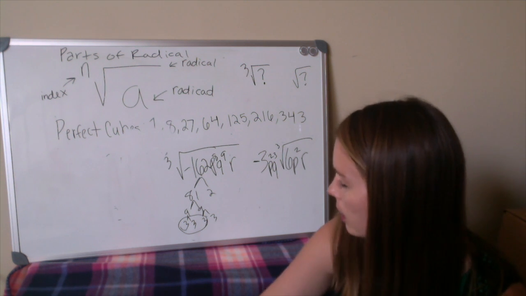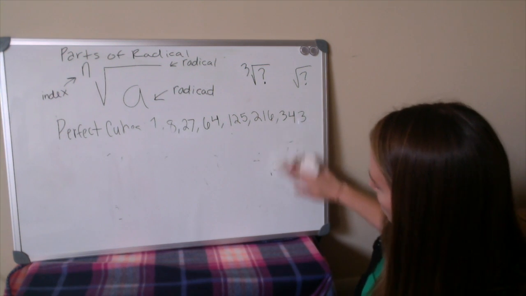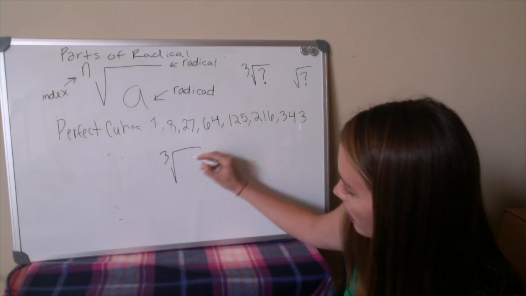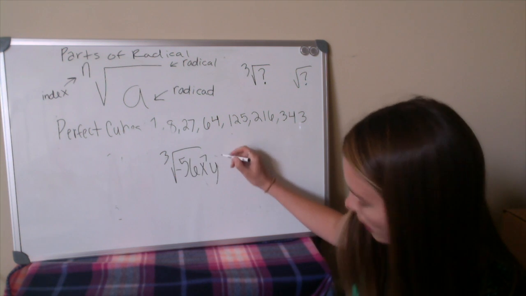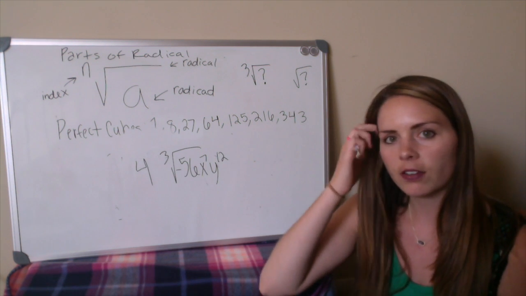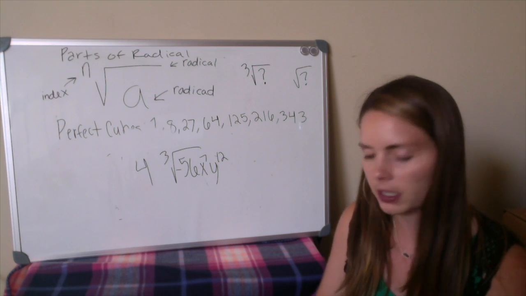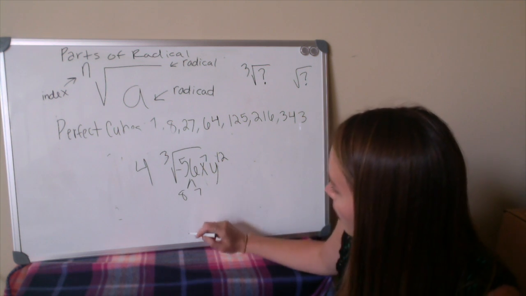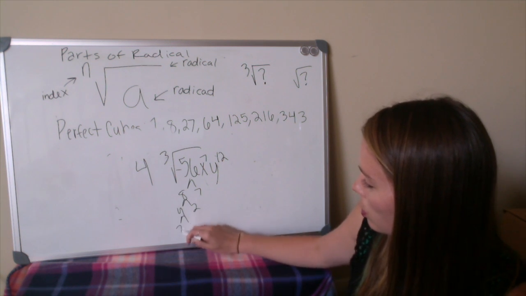Last example right here for you guys. Is cube root of a negative 56 x to the 7 y to the 12th. And I'm going to throw a number out there real quick. So let's break down 56. What multiplies to give you 56? So just think about what multiplies to give you 56, and that would be 8 and 7. What multiplies to give you 8? 4 and 2, 2 and 2.